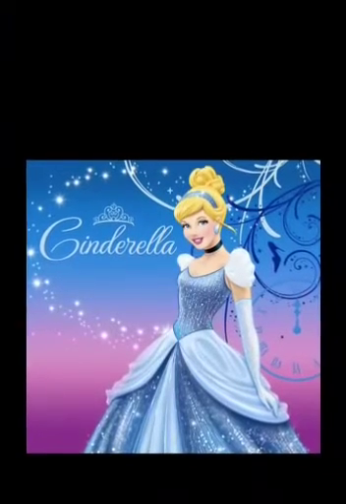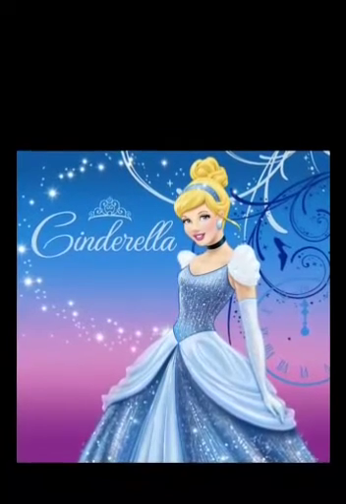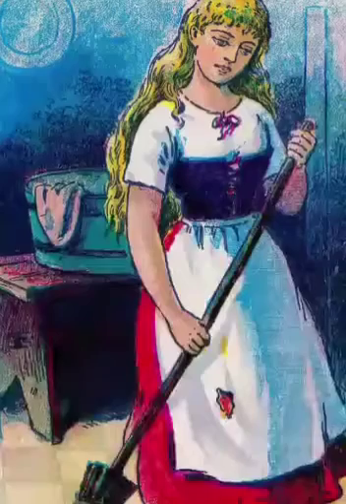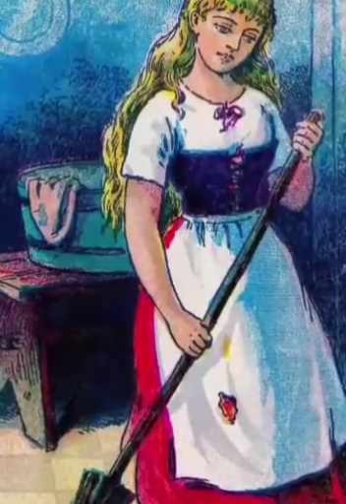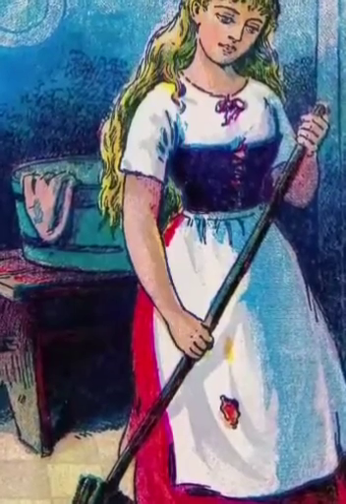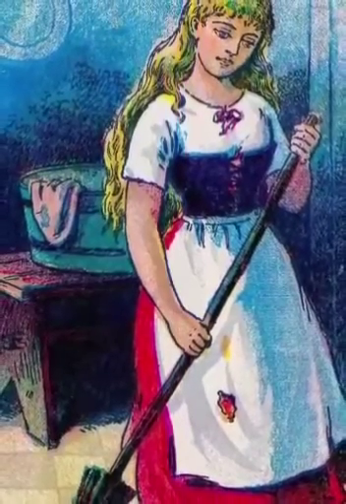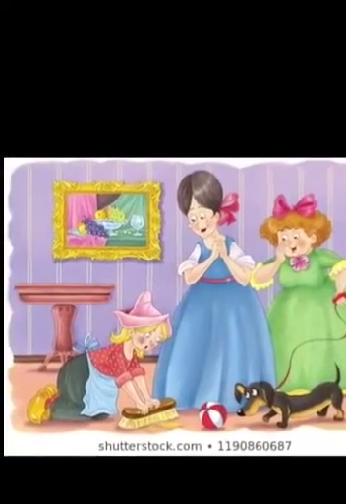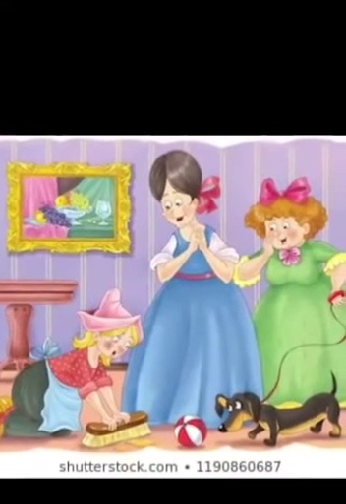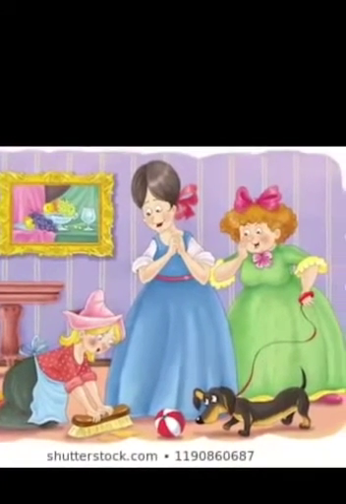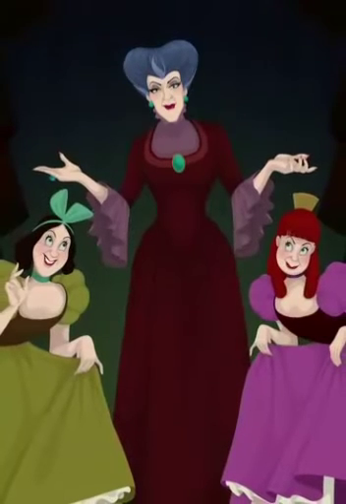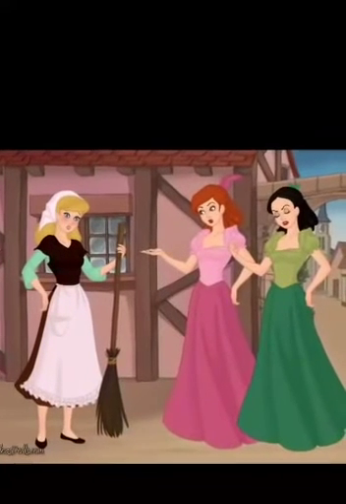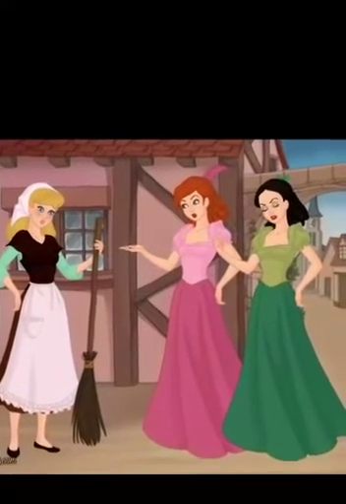Now, I will explain a short summary about Cinderella. Once upon a time, there was a simple and beautiful girl named Cinderella. She lived with her evil stepmother and two stepsisters. The stepmother did not like her and made her do all the household work. Her stepsisters never had to work, they just roamed around the house in their fancy dresses. They always made fun of Cinderella because of her plain dressing.